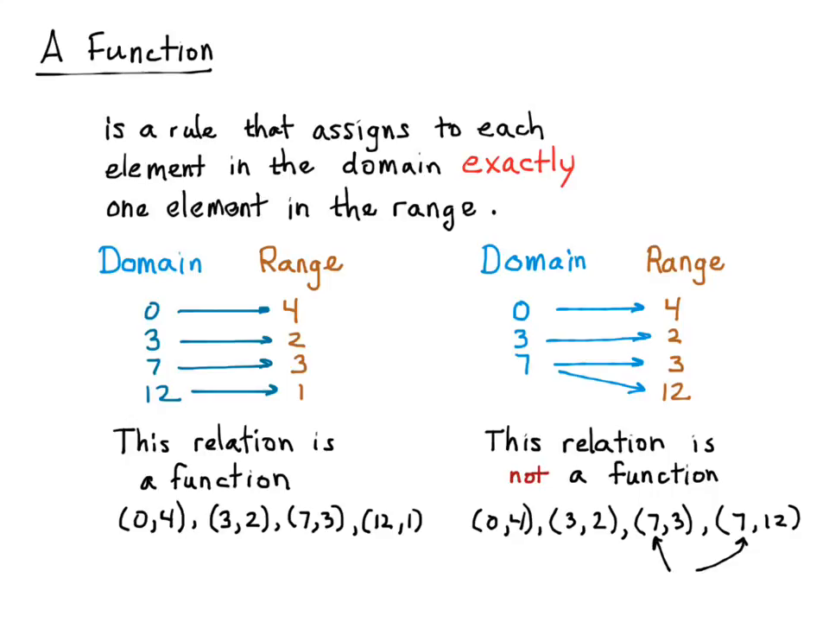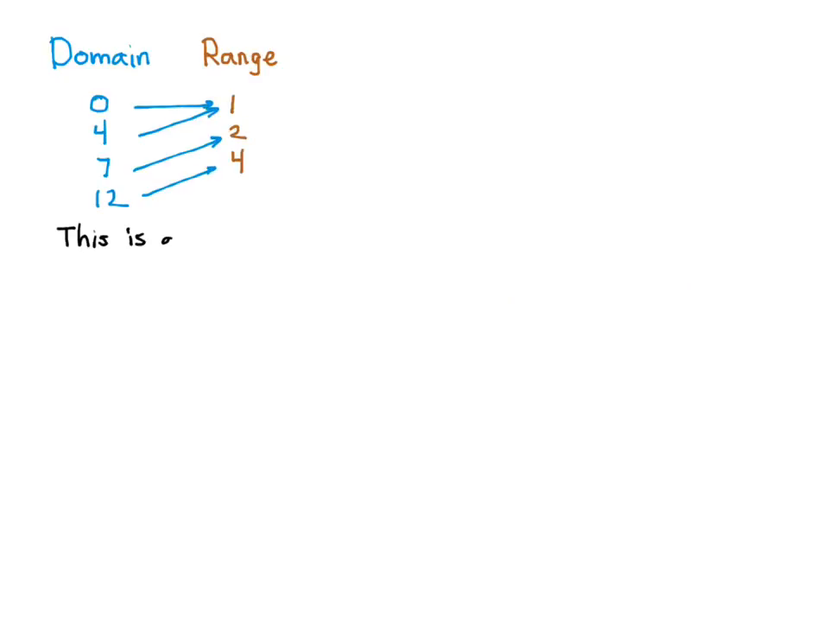All right, so the way that translates into this is if I have a similar kind of mapping, and notice that 0 and 4 map to the same value in the range. This is a function, because it's not the range that has to be unique, it's the mapping from the domain to the range that is unique. So if I say 4, it's always 1. If I say 0, it's always 1. 7 is 2, and 12 is 4.